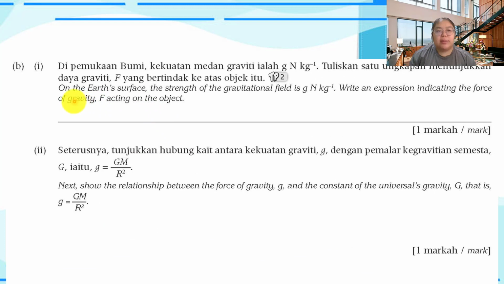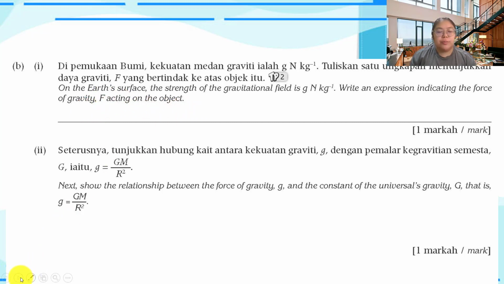Okay, now we go to the answer. On the Earth's surface, the strength of the gravitational field, they are giving this one unit. Write the expression indicating the force of gravity. That means we're using the force, but now they want it in gravity. So what's the relationship between F and gravity?